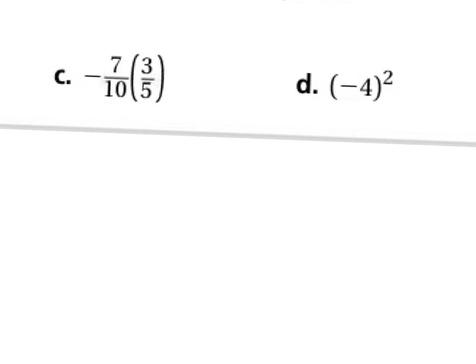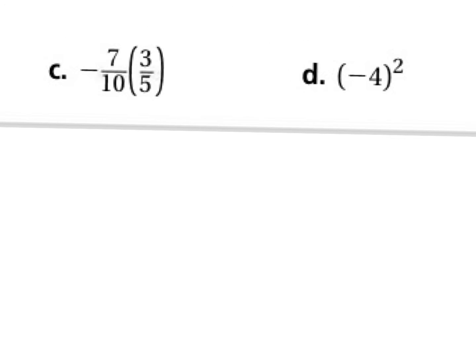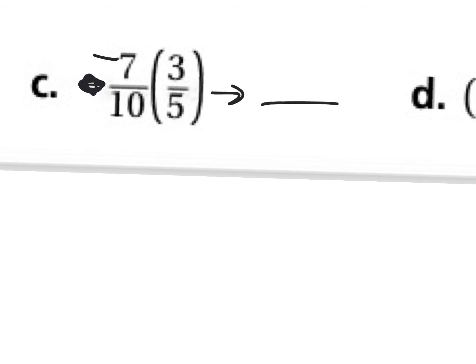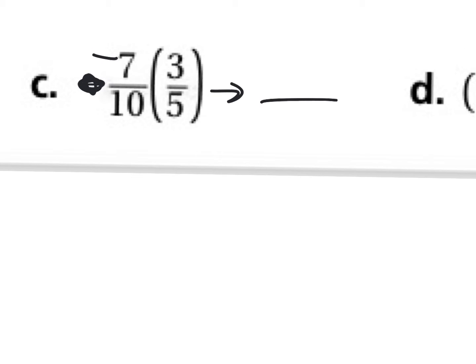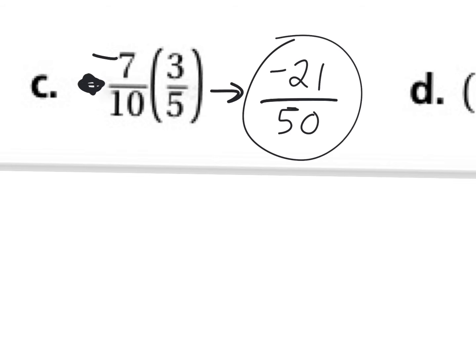If we go over to part C, I'm not a big fan of where they put their negative sign there. I like it up with the numerator where we can see it. Multiplying fractions, we don't have to have a common denominator. We can just multiply straight across. So if we multiply these, -7 times 3 would be -21. 10 times 5 is 50. And we can't reduce that, so -21/50 would be our answer.